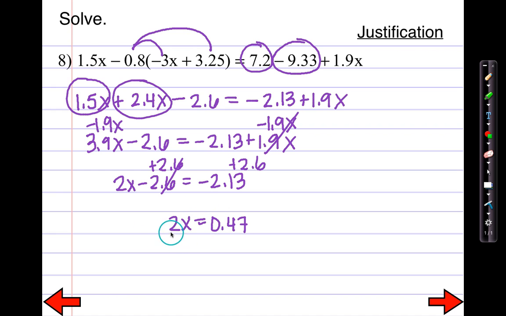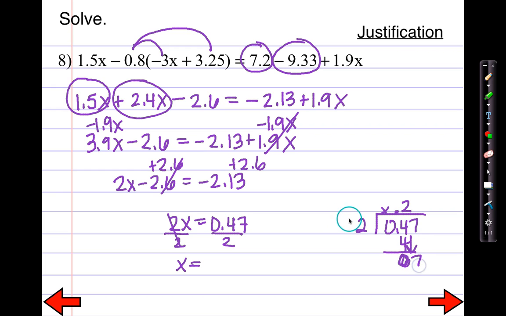Now, I'm going to go ahead and isolate x by dividing both sides by 2, leaving me with x equals this. Well, I'm going to again show you both ways. Let's go ahead and first divide and see what that gives us. Can 2 go into 0? Nope. Can 2 go into 4? Yes, it can go in twice. Oops, 0. Bring down the 7. Can 2 go into 7? Yes, it can go 3 times with 1.